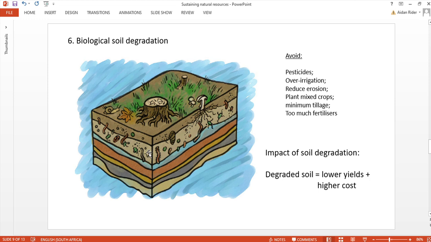Also, too much tillage in the soil can kill the microorganisms. And things like veld burning, well, the microorganisms burn to death.